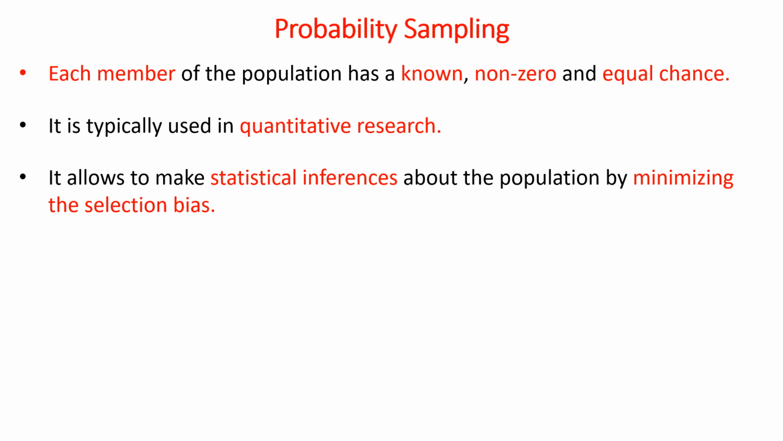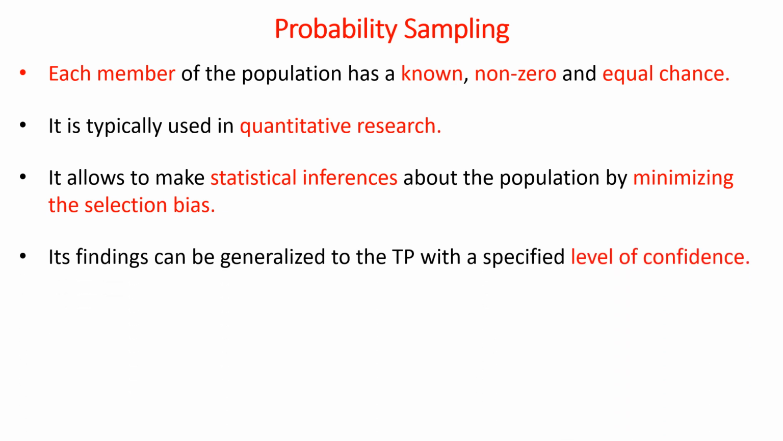Probability sampling allows us to make statistical inference about the target population by minimizing the selection bias. Selection bias can be minimized by the randomization principle, or providing an equal chance for each member, and this makes statistical inference about the target population possible. The findings from the sample can be generalized to the target population with a specified level of confidence.